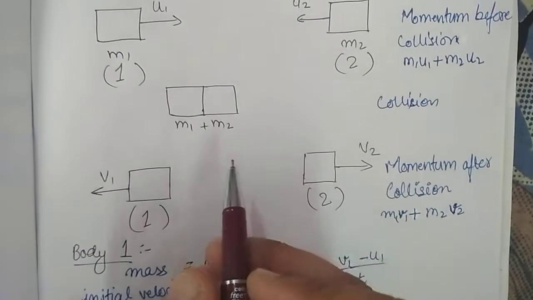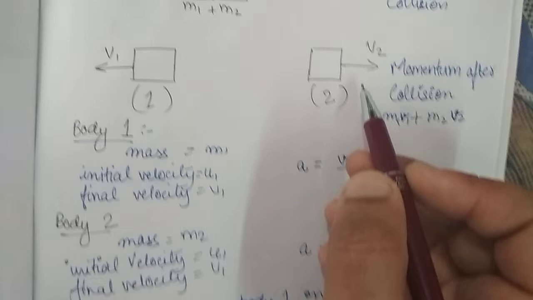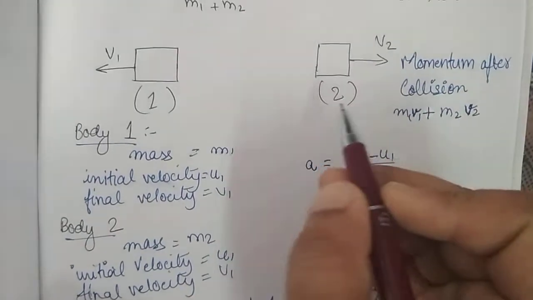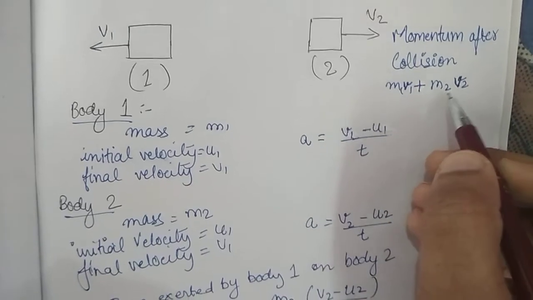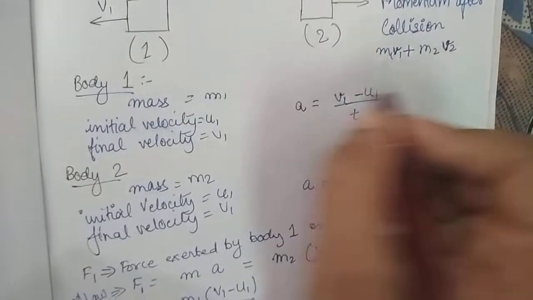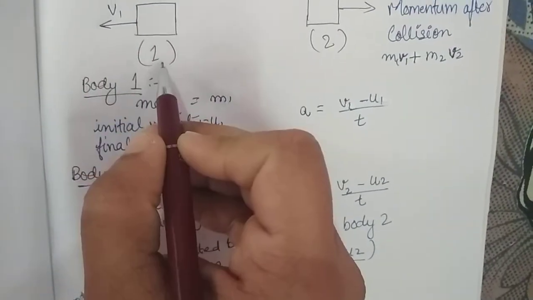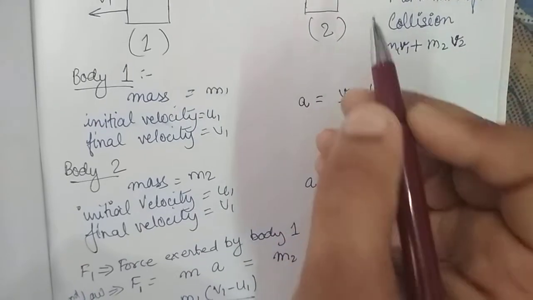After that, the objects collide and then repel each other, and the final momentum will be m1 v1 plus m2 v2. Here v1 is the final velocity of object 1 and v2 is the final velocity of object 2.